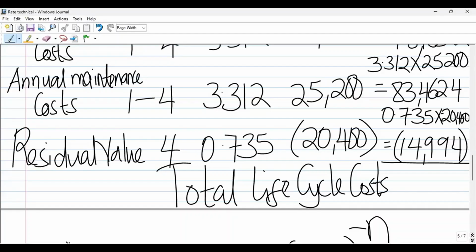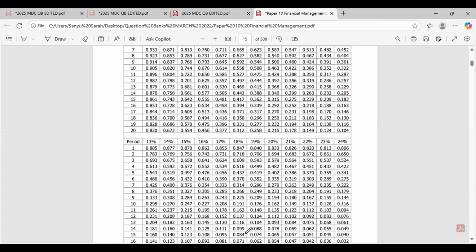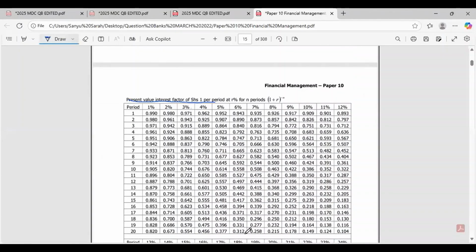So all cash flows must be discounted, whether they are cash inflows or cash outflows, we must discount them, but only in the year in which they appear. So that's why I'm using the factor for only year 4. Now from the financial management tables, the table we first looked at was annuity. Now, you see there is this other table, present value interest factor of 1 per period at R for N periods. So you see there is no word annuity.